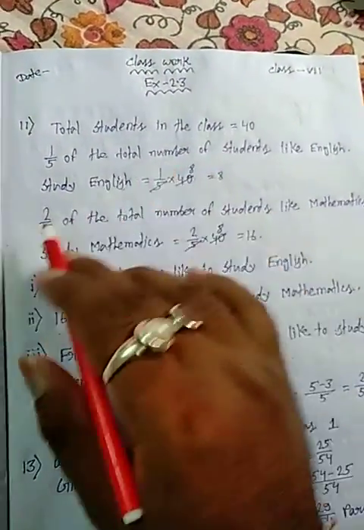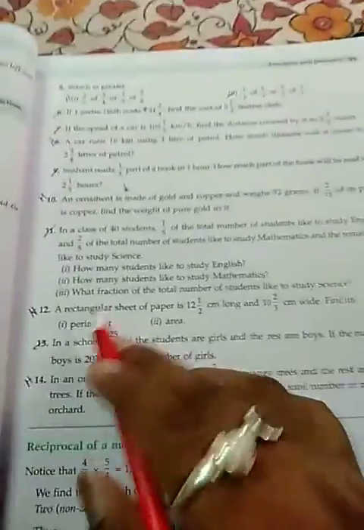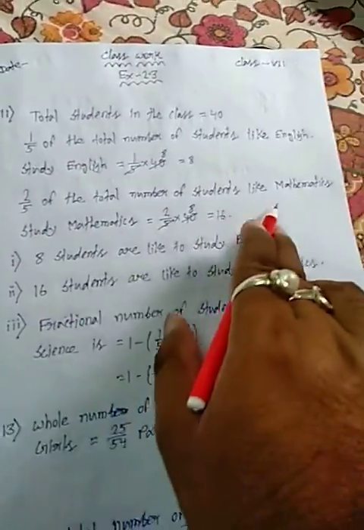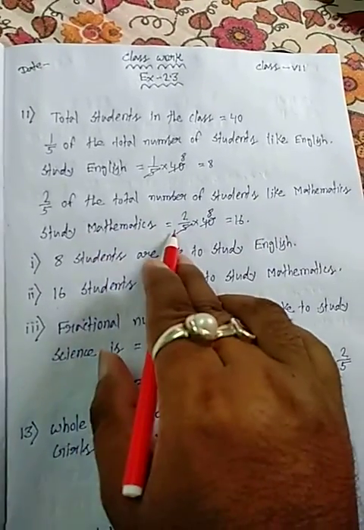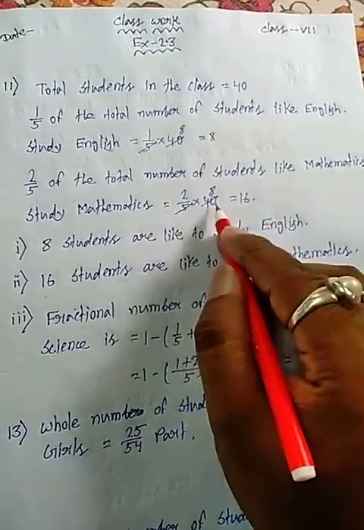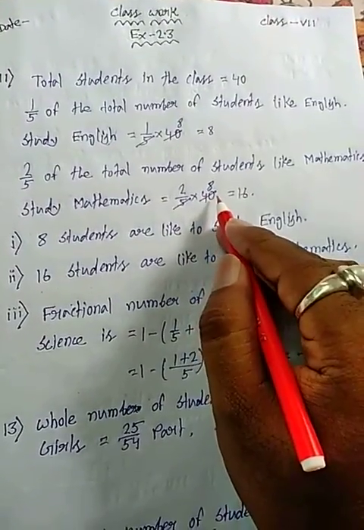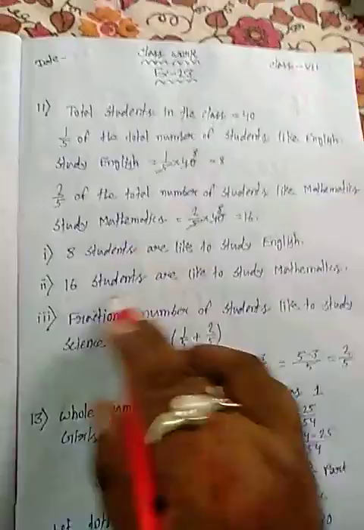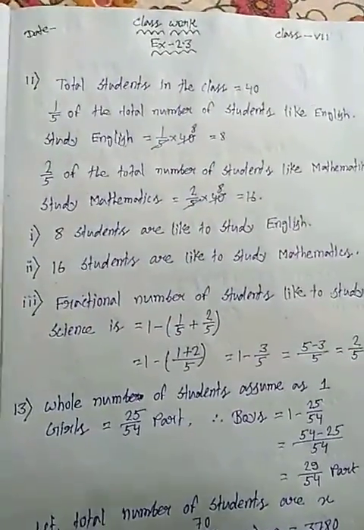Now the next question is given: how many students like to study mathematics? That means 2/5 of the total number of students like to study mathematics. That means 2/5 of, meaning multiplication, the total number of students, which is 40. That means divide this number, so you will get 16. That means 16 students like to study mathematics.